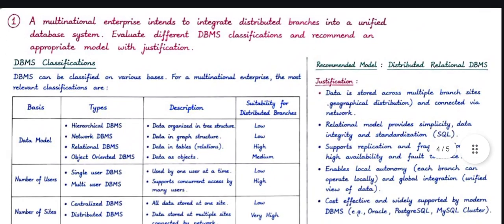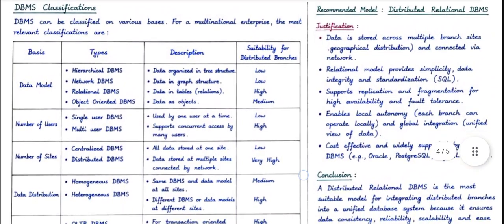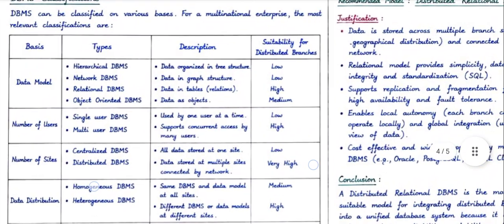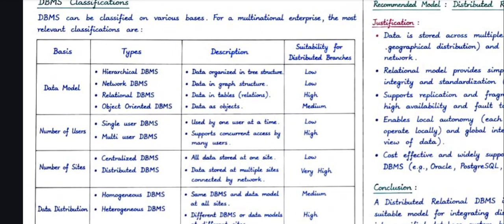A multinational enterprise intends to integrate distributed branches into a unified database system. Evaluate different DBMS classifications and recommend an appropriate model with justification. DBMS classification. DBMS can be classified on various bases. For a multinational enterprise, the most relevant classifications are: data model, hierarchical database, network database, relational database, object oriented database.